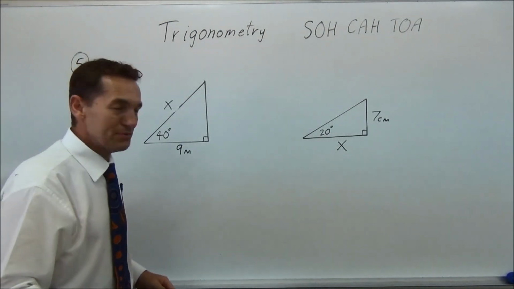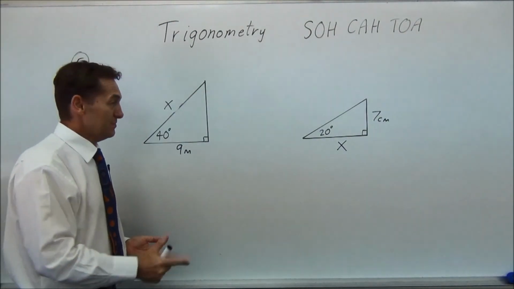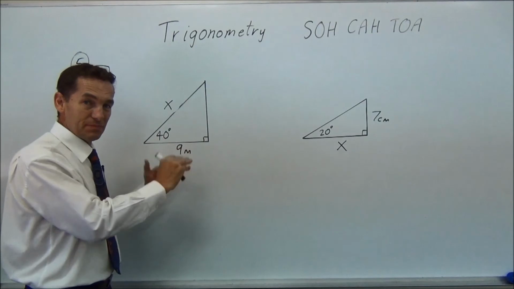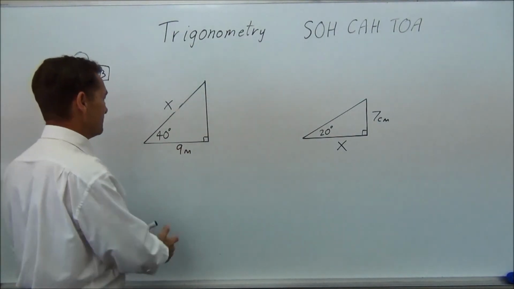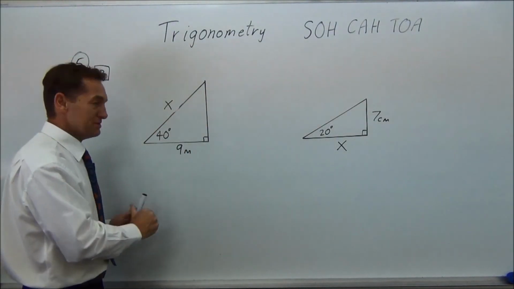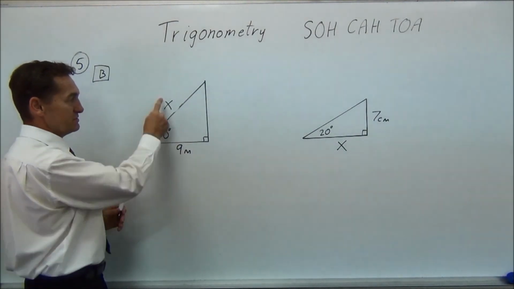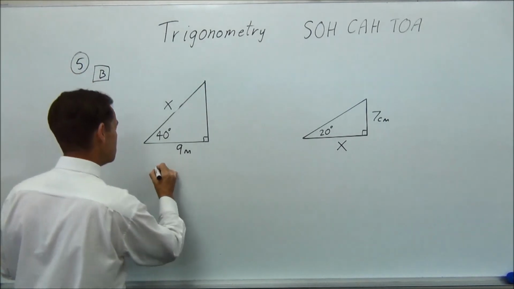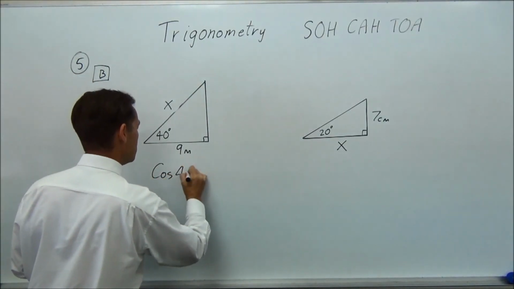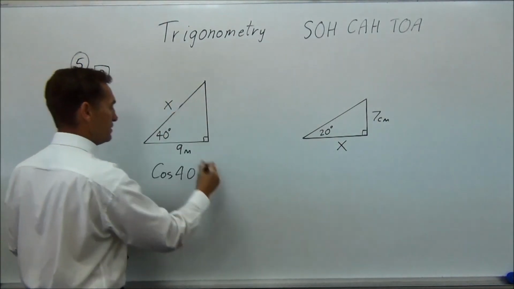G'day, back again for part B. So this time the x is going to end up on the bottom. So let's do this one. I've used the same diagrams, so it should be pretty familiar. So here, again, you have adjacent hypotenuse, so we're going to use cos. So cos 40 equals 9 over x.